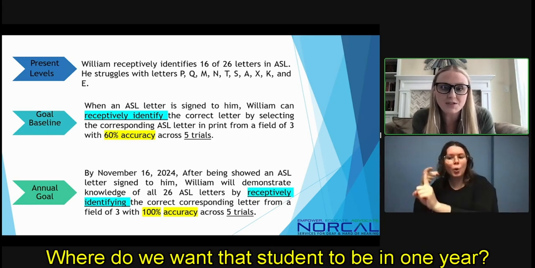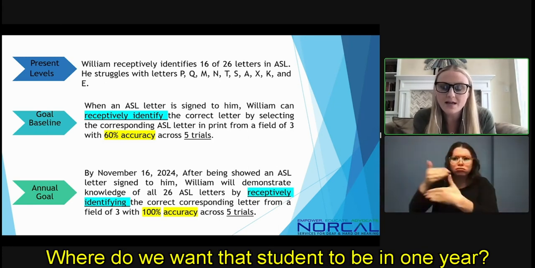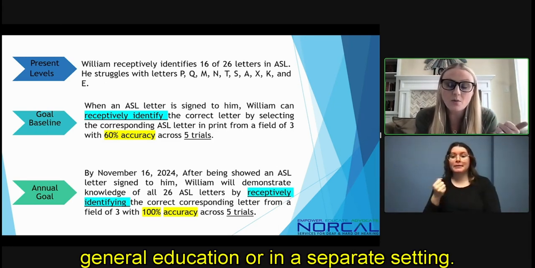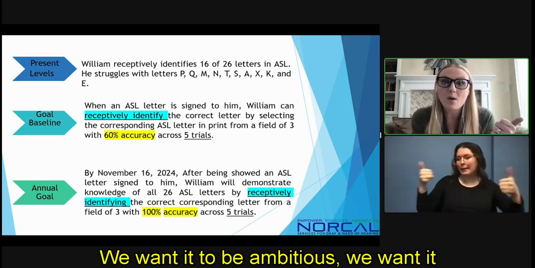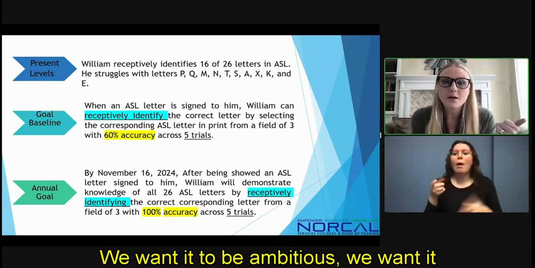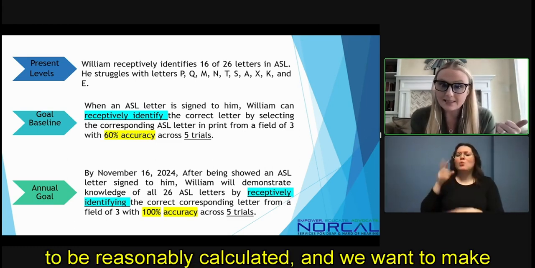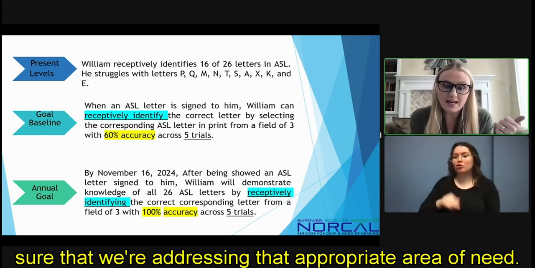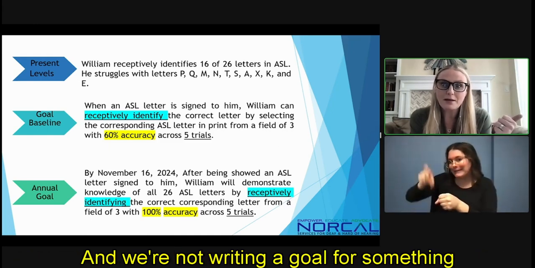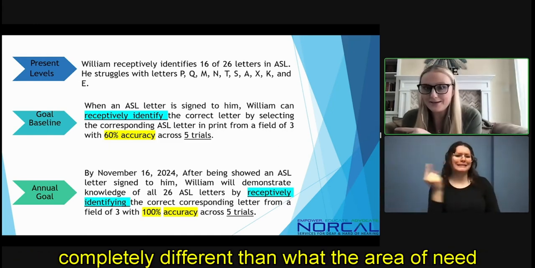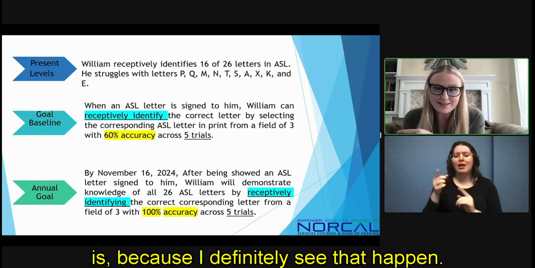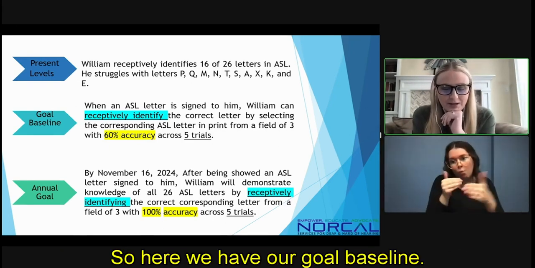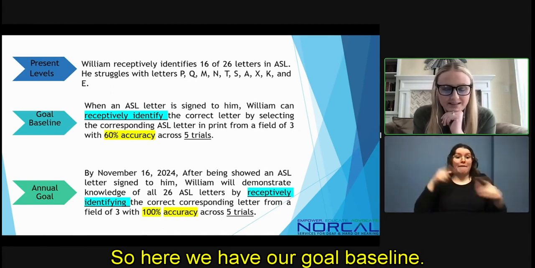Where do we want that student to be in 1 year based on whether or not they're in general education or in a separate setting? We want it to be ambitious. We want it to be reasonably calculated. And we want to make sure that we're addressing that appropriate area of need. And we're not writing a goal for something completely different than what the area of need is, because I definitely see that happen. So here we have our goal baseline.